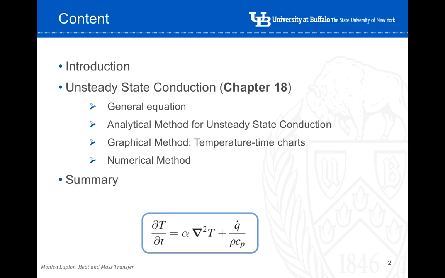As we saw in the case of steady state conduction, there are three different methodologies. One is the use of analytical tools to solve the equation of unsteady state conduction. Second is the use of graphical methods or graphical charts to relate the temperature and time. And finally, the numerical methods that we also mentioned in steady state conduction.